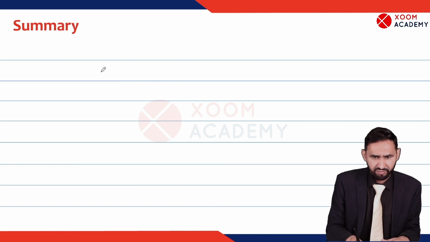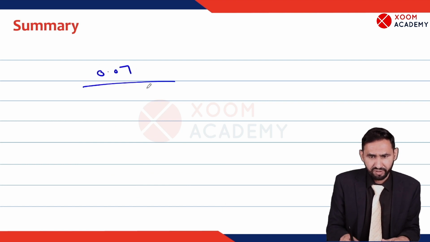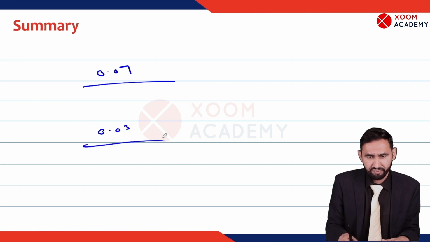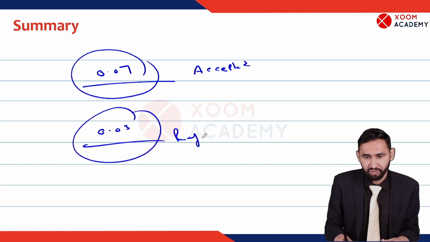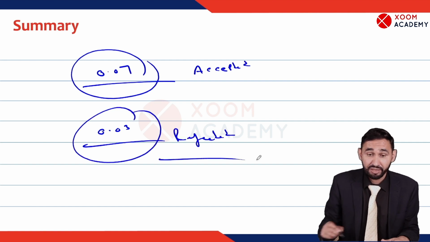Let's solve a scenario. In a given scenario, p-values are 0.07 and 0.03. For 0.07, we accept the null hypothesis. For 0.03, we reject the null hypothesis. We have to accept it or reject it.